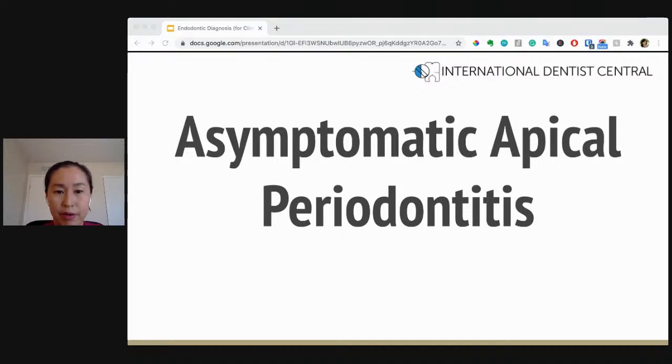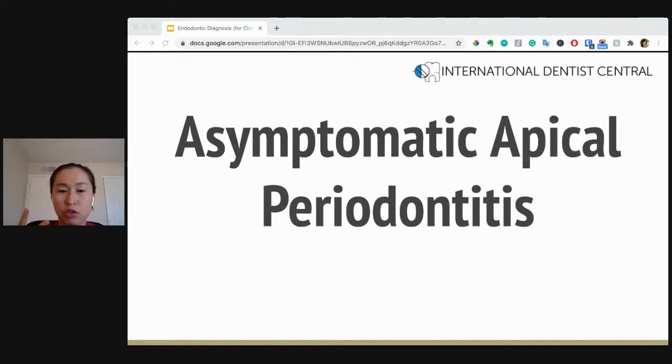Asymptomatic apical periodontitis. This is inflammation and destruction of the apical periodontium, and the origin was the pulp. And you will see an apical radiolucency, but it will not have any symptoms related to it. So we don't see pain to percussion, we don't see pain to palpation, but we know that there is apical periodontitis still, even though our clinical exam showed nothing. We know that apical periodontitis is there because we see an apical radiolucency.